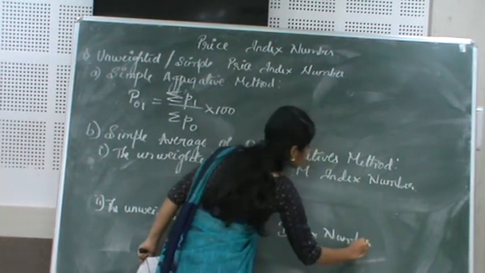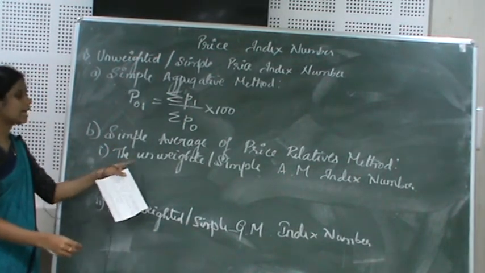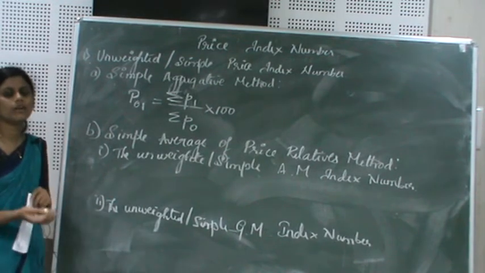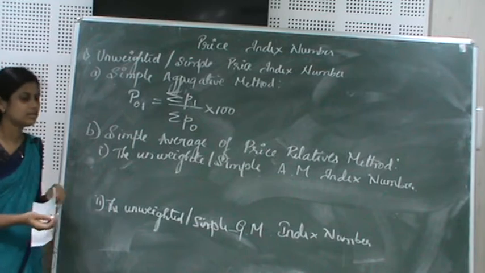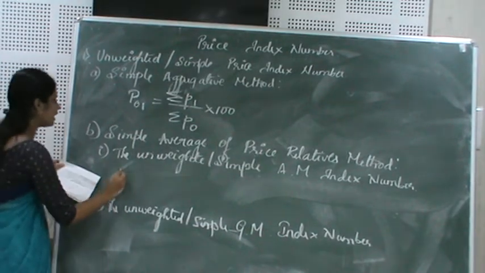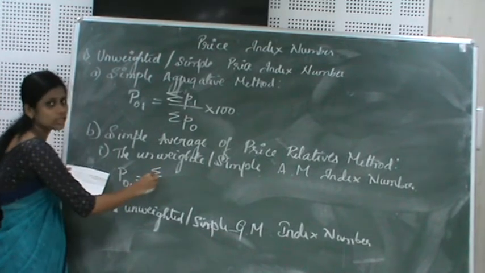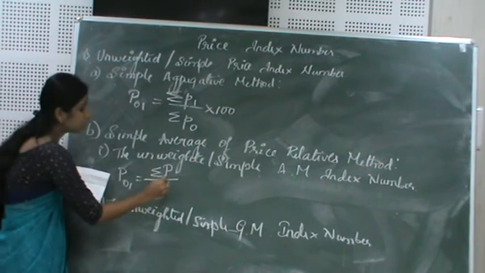So these are the two methods under simple average of price relative. First, the unweighted or simple arithmetic mean index number. You know the formula of arithmetic mean: arithmetic mean is equal to summation of x divided by n. Similarly here, the formula is P01 is equal to summation of P divided by n.